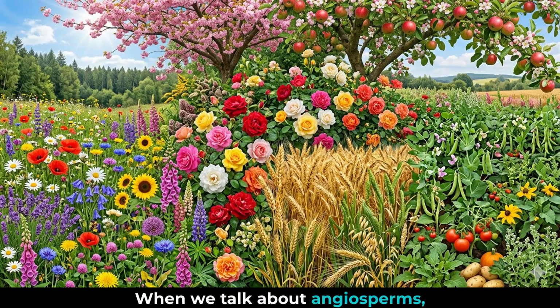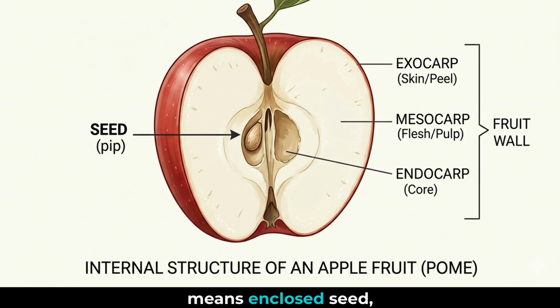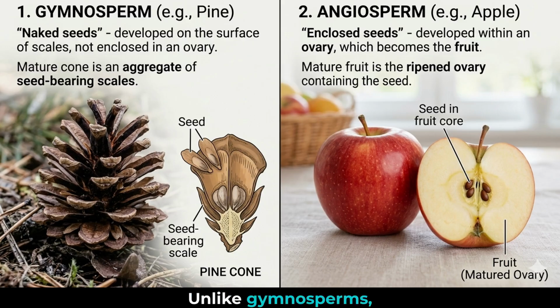When we talk about angiosperms, we're talking about flowering plants, the most diverse and widespread group of plants on Earth. The name angiosperm literally means enclosed seed, and that gives you the key to understanding why they've been so successful. Unlike gymnosperms, which produce naked seeds in cones, angiosperms protect their seeds inside a fruit, which develops from a flower. This isn't just a small difference, it's a major evolutionary innovation.